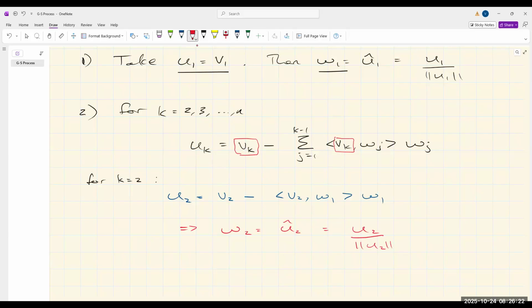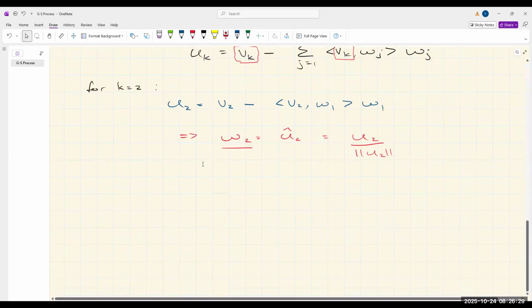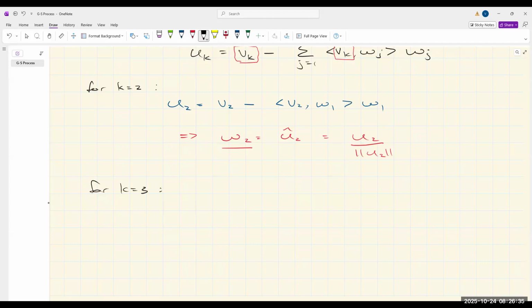Okay, so now I have W1 and I have W2. So let's write out what it looks like for U3, for K equal 3. So let's see how to do it. I want U3, so I'm going to take V3. V3 is fixed. The third vector in my list, V3.